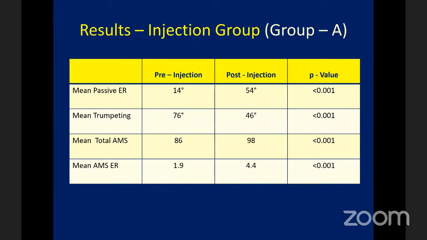Now, what were the results in the injection group, that is group A? Passive external rotation increased to 54 degrees, which is of significant p-value. Mean trumpeting also decreased to 46 degrees, and AMS score increased to 98. External rotation also increased to 4.4. All values were significant.